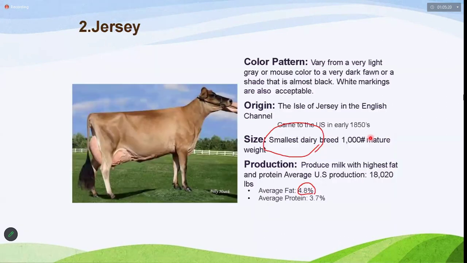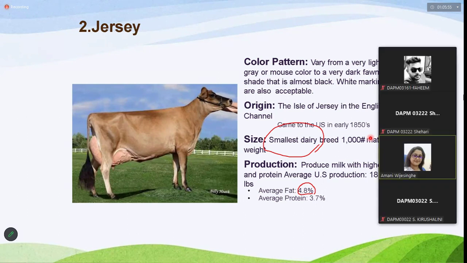Jersey is another breed, okay? You can see the colors vary from a very light gray or mouse color to a very dark fawn or shade, almost black. White markings are also acceptable. Okay. The origin is Jersey in the English Channel. The smallest dairy breed.